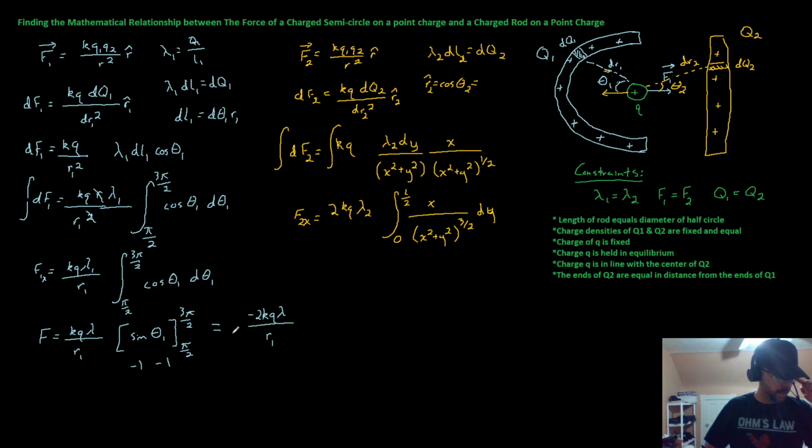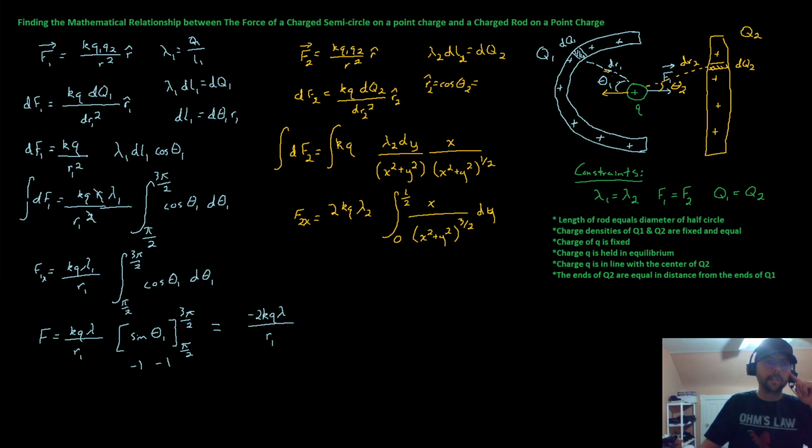I got positive 2 last time, but I think I did it wrong, because we want to go from the smaller angle to the larger angle, and as this unit circle spins around, this is the smaller angle, this is the larger angle, and so we're subtracting the value we get from the larger angle, which is negative 1, minus positive 1. So it should be negative 2. So we're going to go with that.